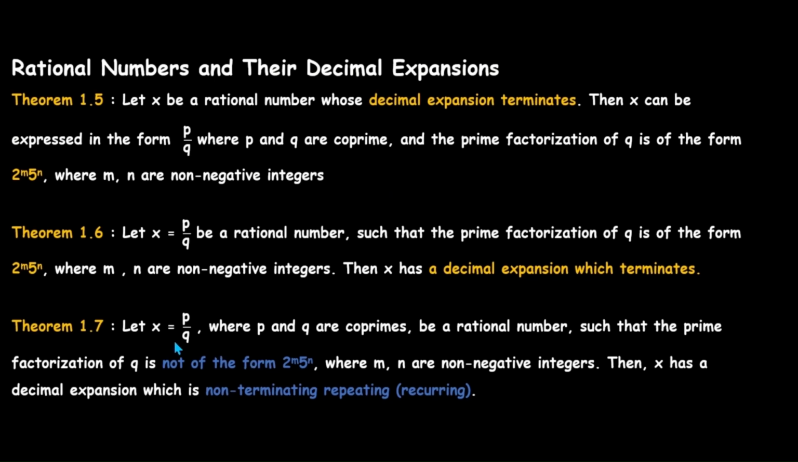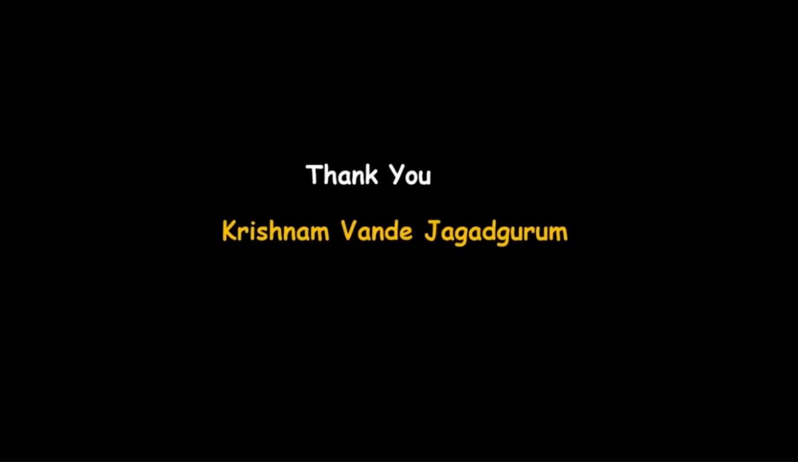And the last theorem is kind of negation of the first two theorems. So if x is in the p by q form, and it's a rational number where p and q are co-primes, and if q, which is our denominator, is not in the form of 2 power m into 5 power n form, then x's decimal expansion is a non-terminating, repeating or recurring one. And that completes the theory and concepts part of real numbers.